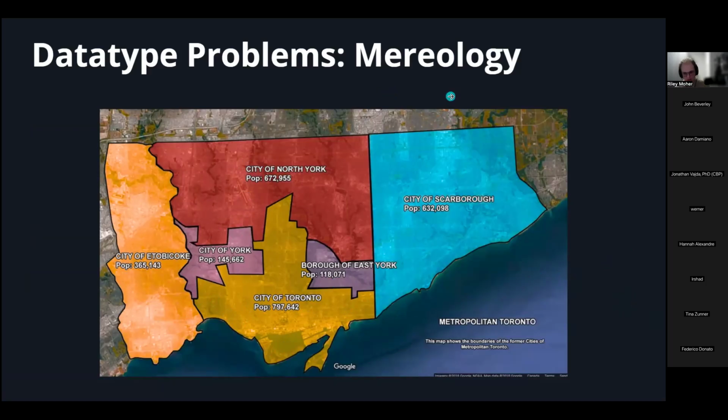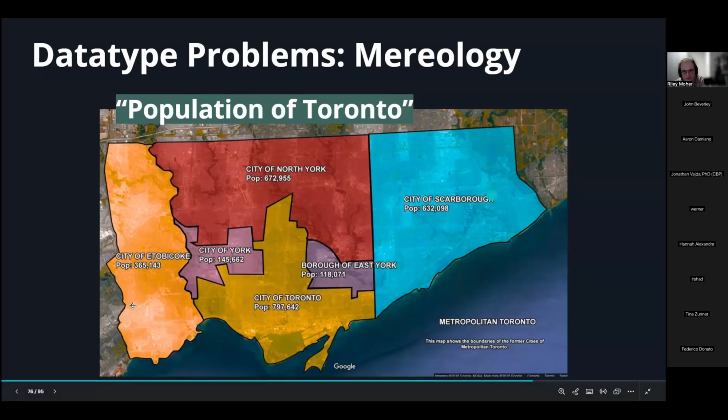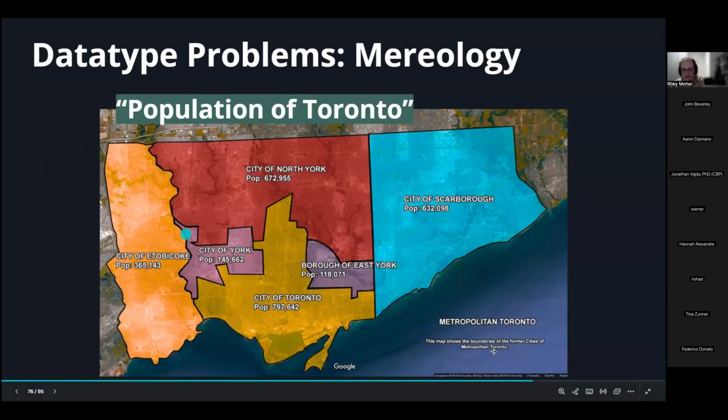So if I want to do some kind of analysis and get at the heart of what is the population of Toronto, how has it changed over time, this is something that I will need to understand. And if I want to be careful about potentially double counting and make sure I'm making apples to apples comparisons, I can't just rely on a simple integer encoding to be able to capture something like this complex geospatial mereology over time.